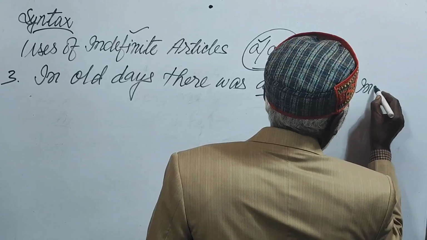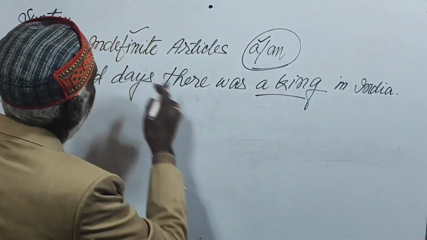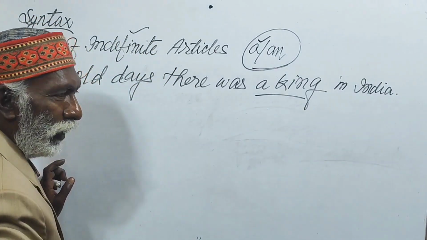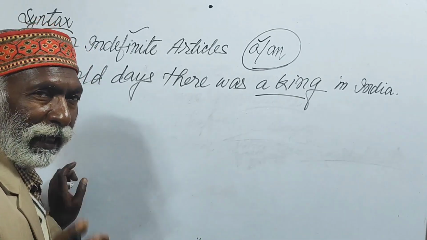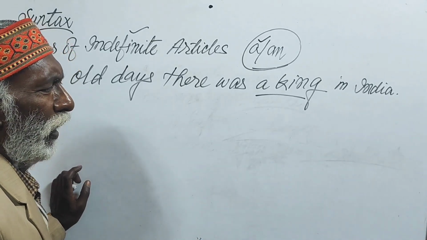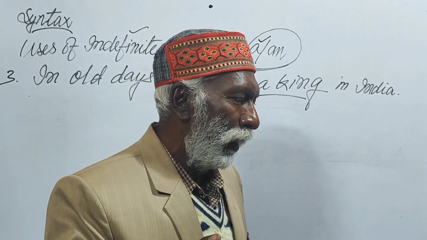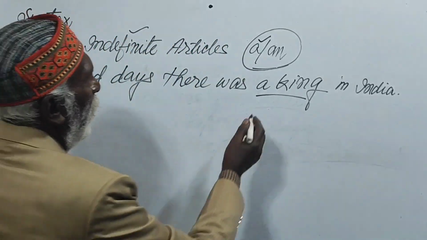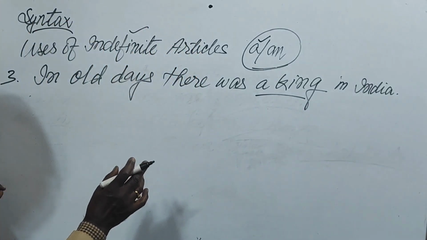Indefinite. In old times in India there was a king. It is not clear. It is a vague statement, a sentence in a vague sense, conveying something not clear. In that case, if something is in the sense of something certain, the article a is used. Here a king has been used. In old times there was a king.